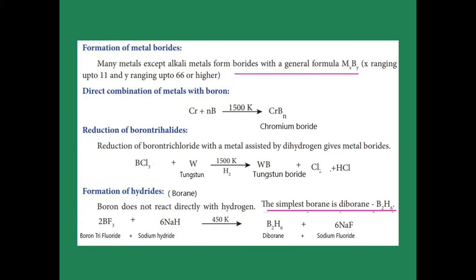Next one, formation of hydride. Hydride means addition of hydrogen, we get hydride, but here boron is not directly added with hydrogen, it is indirectly added. See the reaction. Boron trifluoride is added with sodium hydride at 450 Kelvin. We get B2H6, that is diborane. Diborane is the simplest borane, along with sodium fluoride.